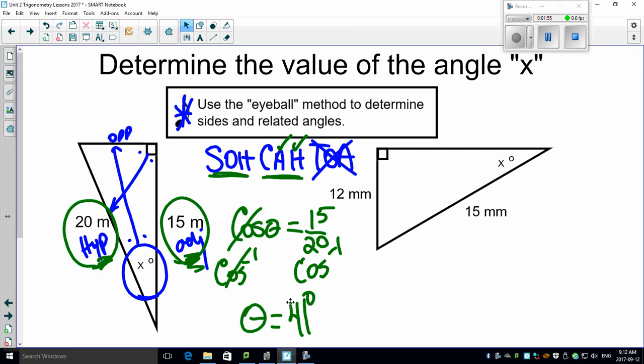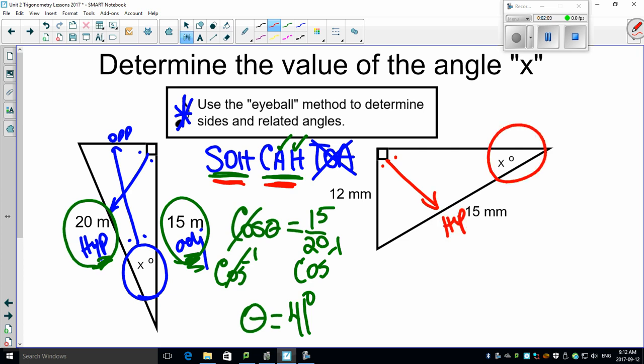Now, check this question out. The very, very next one. Again, what do we use? Either SO or CA. Okay, sine or cosine. Again, identify your sides. There's your hypotenuse. There's your reference angle. It stares at the opposite. And there we go, that's your adjacent.